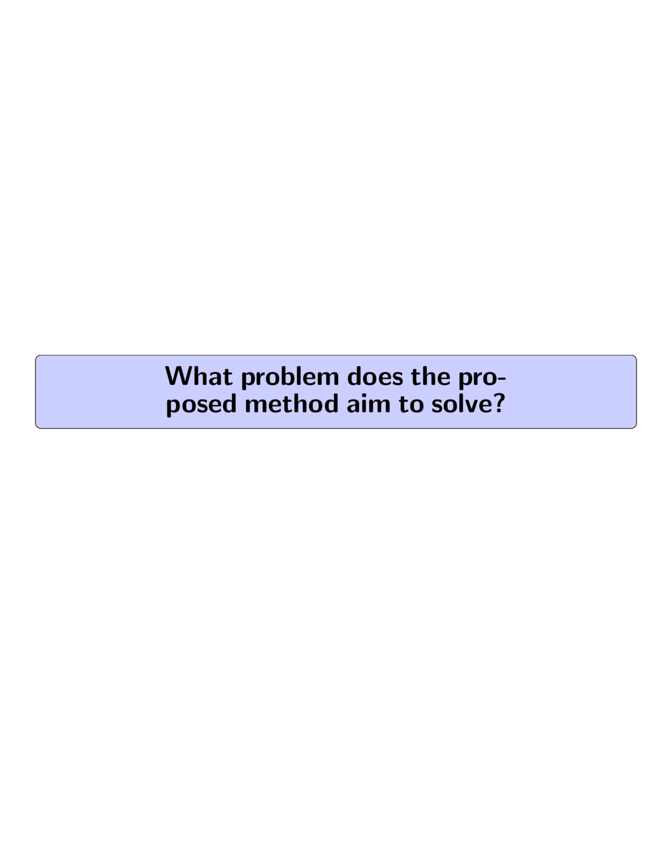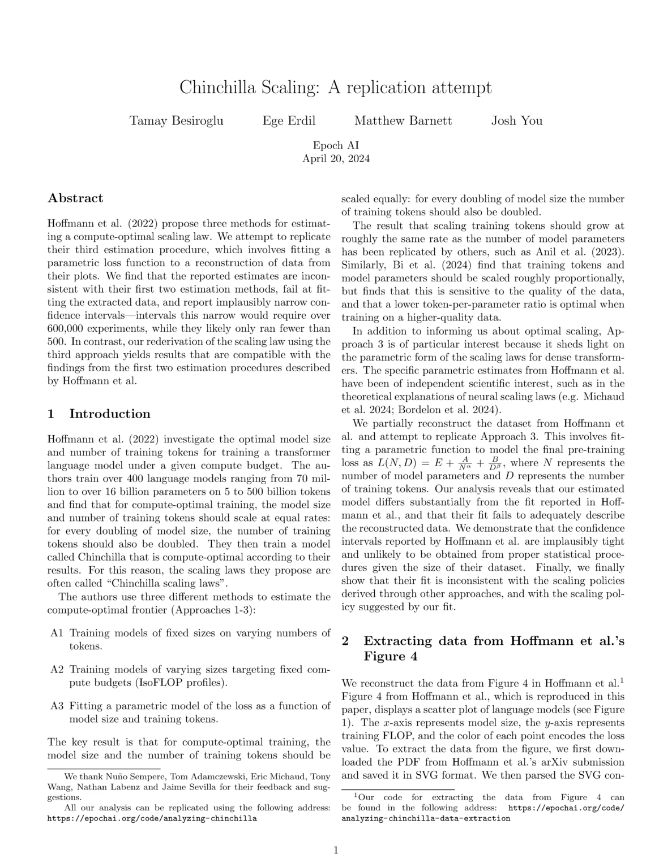What problem does the proposed method aim to solve? The proposed method aims to investigate and address the optimal model size and number of training tokens for training a transformer language model under a given compute budget. Specifically, the authors aim to determine the scaling laws that dictate how the model size and number of training tokens should scale in order to achieve compute optimal training.